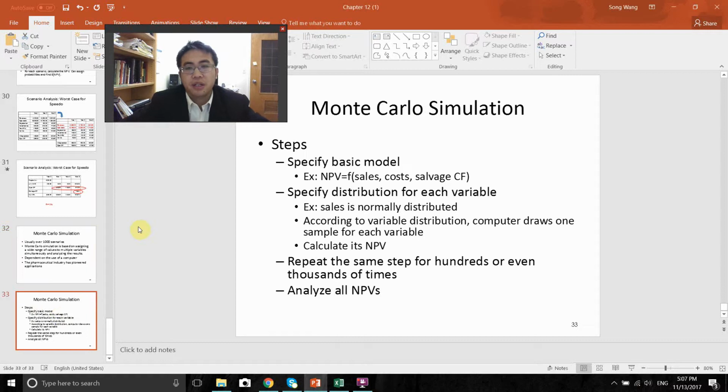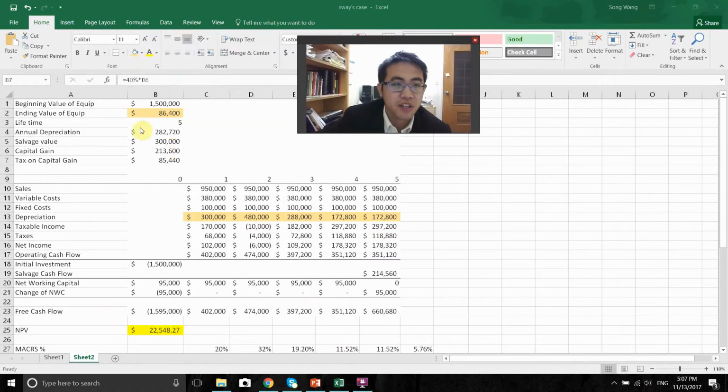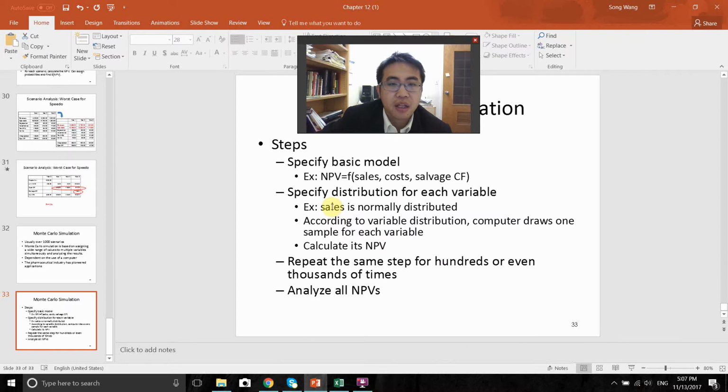The first step of Monte Carlo simulation is to establish the base model. We know that NPV is a function of sales, cost, and salvage cash flow. So this would be the model we establish. If the salvage cash flow changes, the sales change, or the cost changes, it would definitely have a different NPV. Then we specify the distribution of each variable. Let's say the sales is normally distributed. You know from statistics class what normal distribution means, right? It has a mean and a deviation, so the distribution is like a camelback curve.